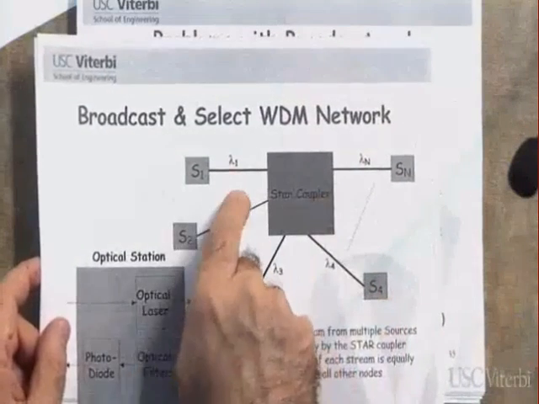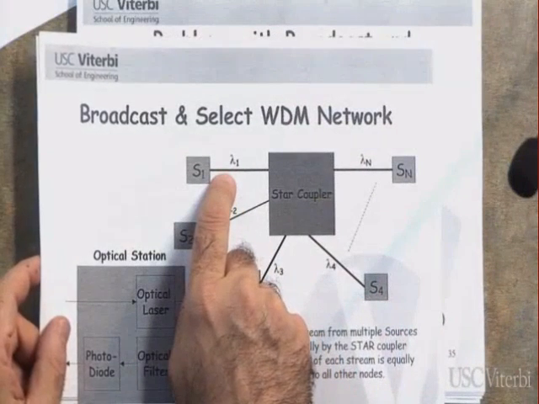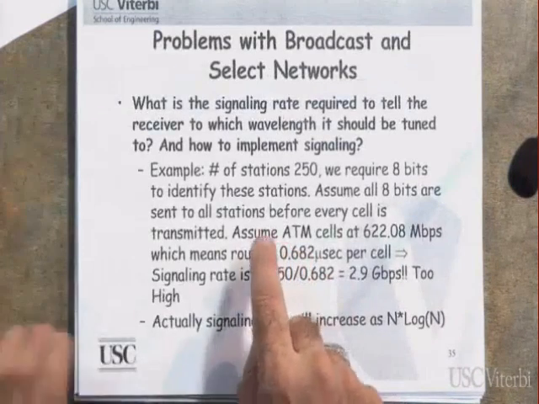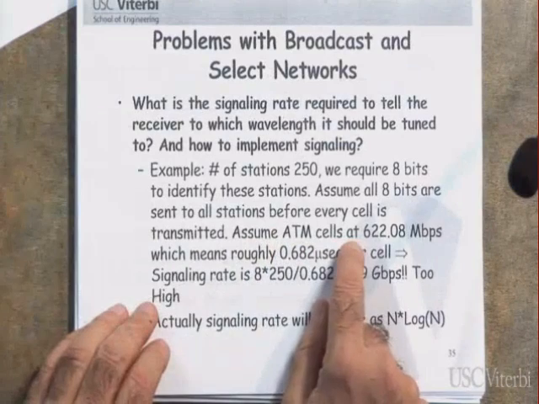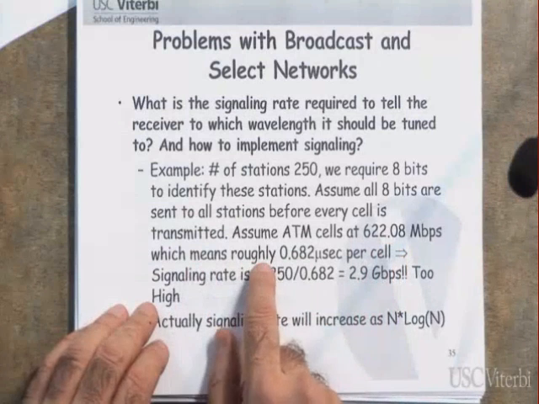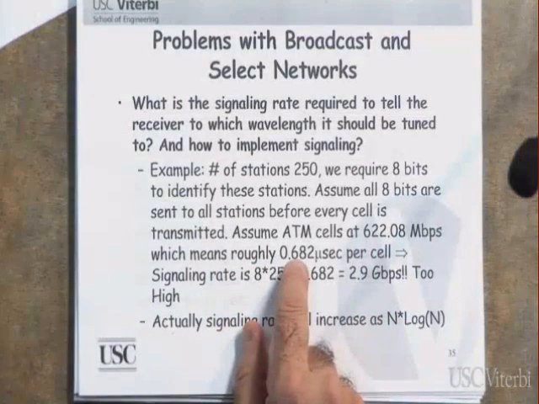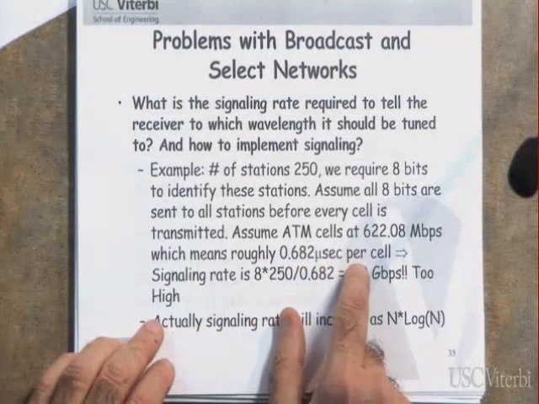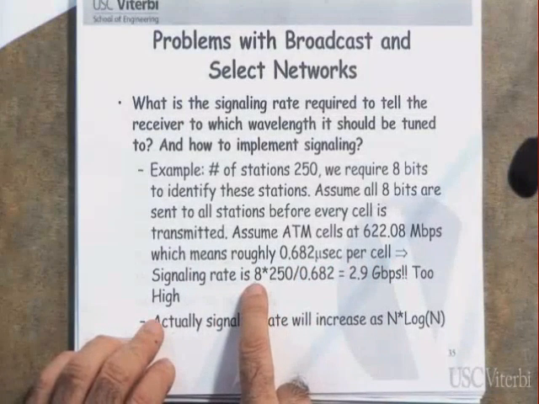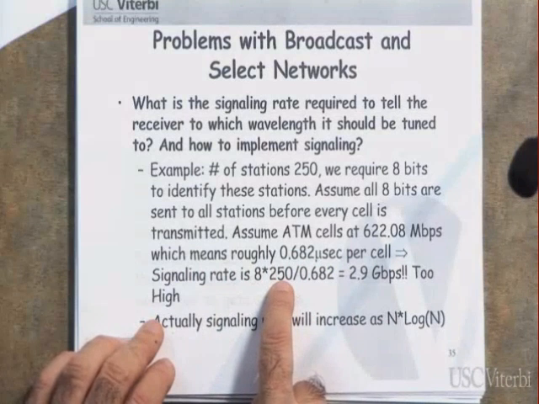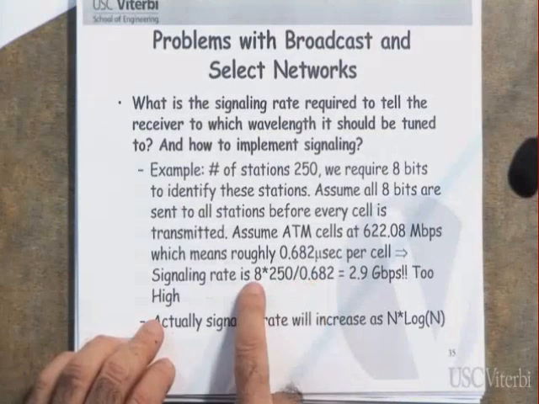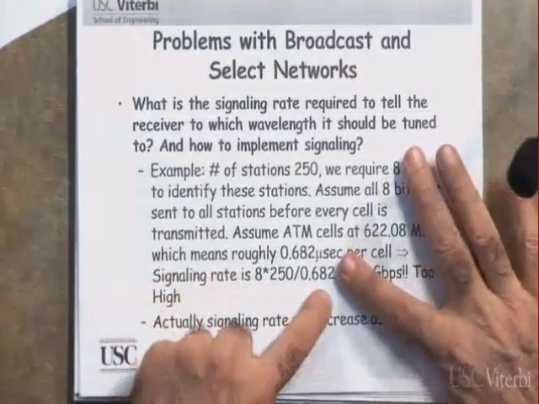It means something is coming on which wavelength? On a lambda 1 wavelength. Clear? So 8 bits. Now assume the ATM cells is at 622.08 megabits per second, which means that it roughly takes, this is what we calculated, 0.682 microsecond per cell. The signaling rate should be 8 times 250 divided by 0.682. Why? Can you explain to me where I am getting this?